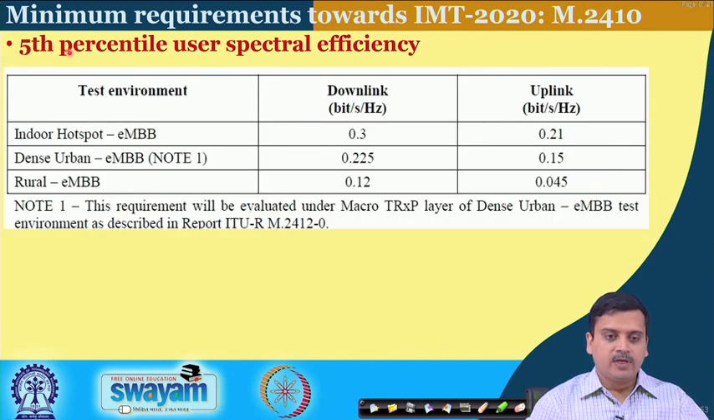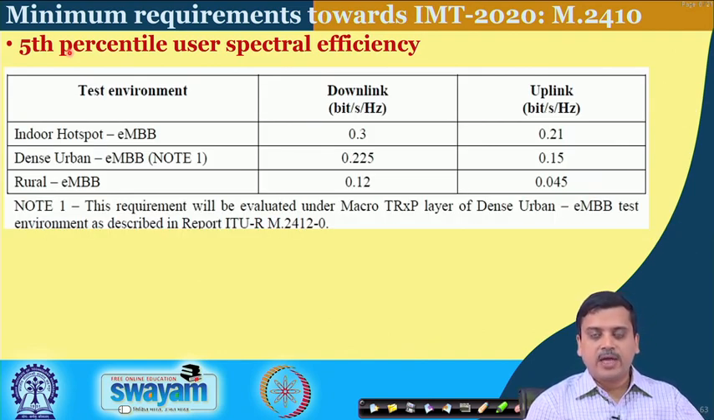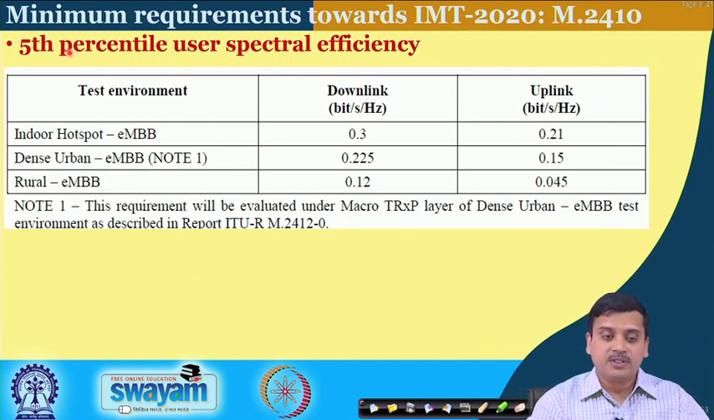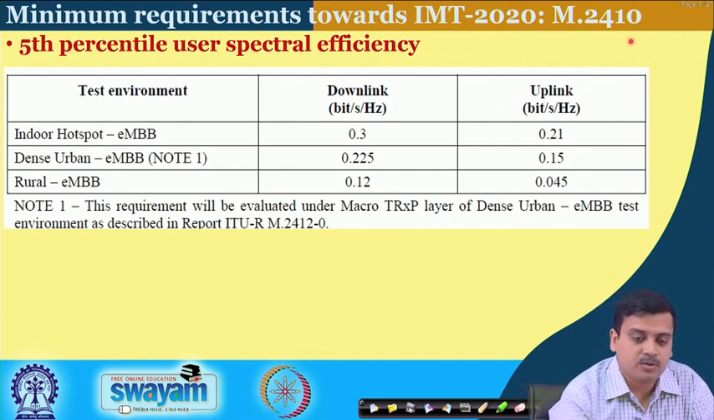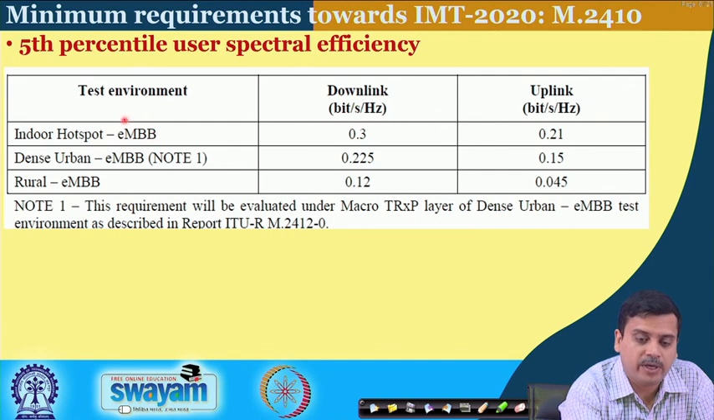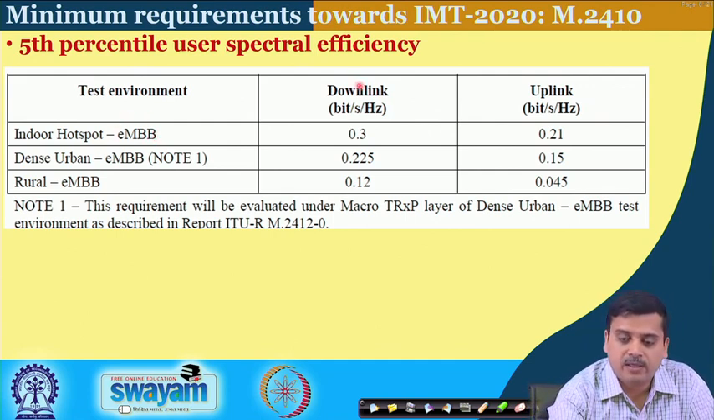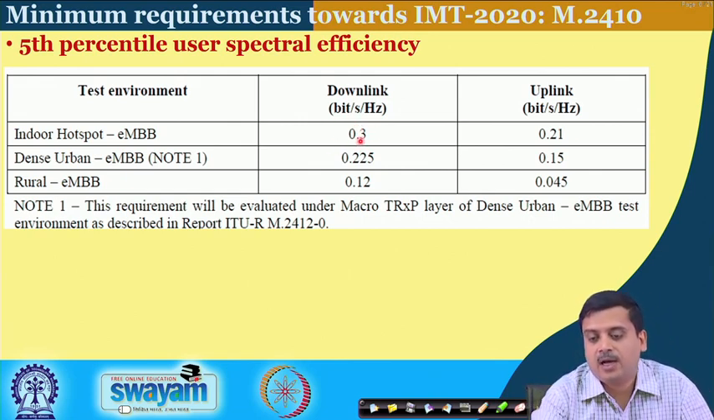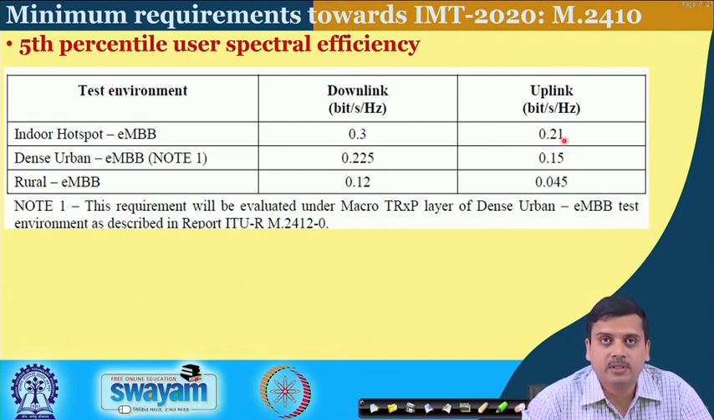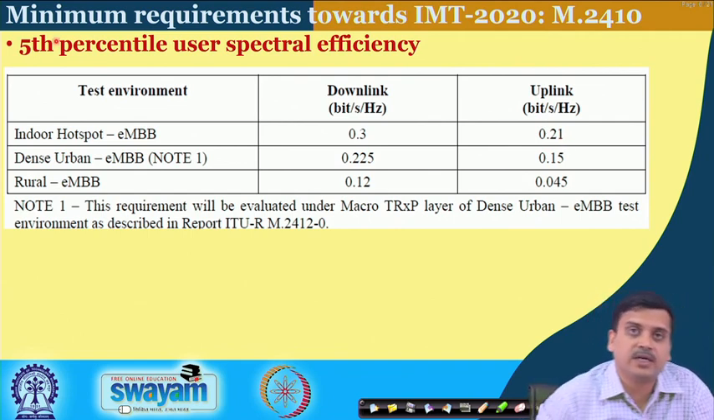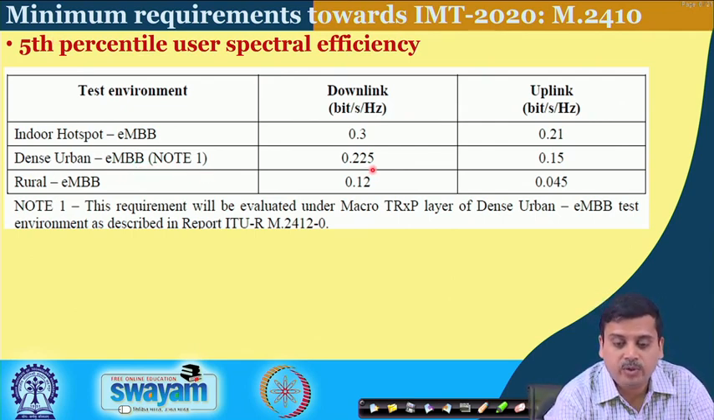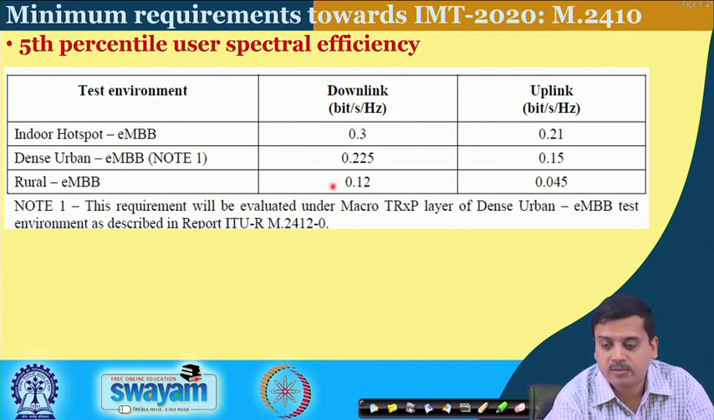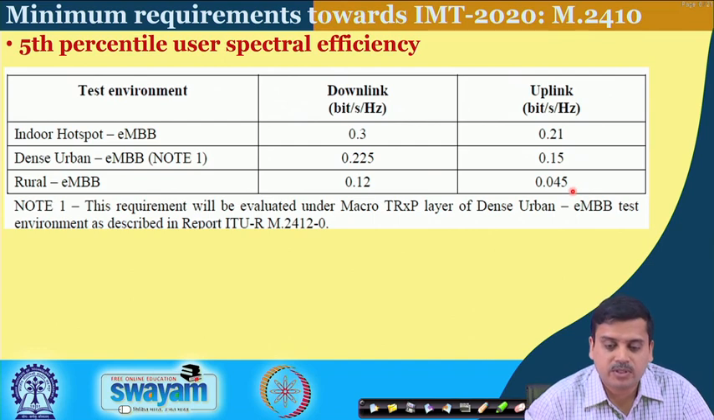So, moving further, the minimum requirements towards IMT-2020 for the 5th percentile user spectral efficiency are given in this particular chart, and that is again in M.2410. What we see is that in the indoor hotspot enhanced mobile broadband, the downlink 5th percentile spectral efficiency is given as 0.3 and uplink it is 0.21. These are not very small numbers because this is the 5th percentile spectral efficiency number. Dense urban eMBB is 0.225 and rural it is 0.12, and these numbers also scale down accordingly.